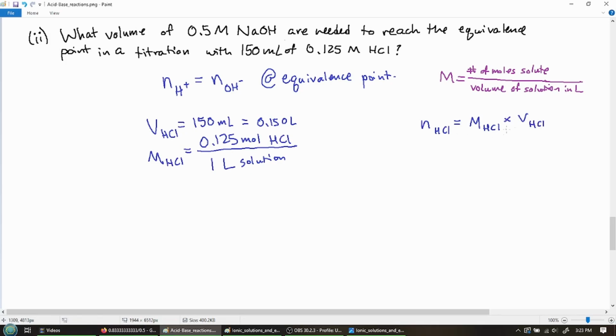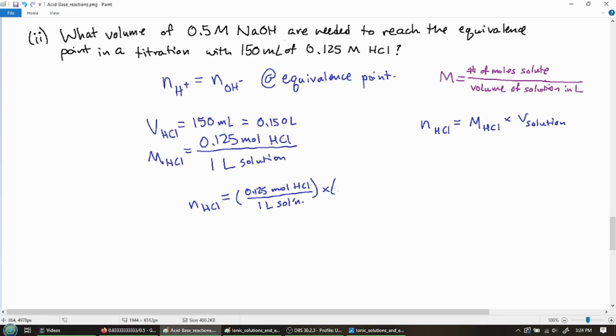And in fact, instead of HCl, let me say volume of solution. Okay, so good deal. Let's plug in some values here. Seems to me like we could say that the number of moles of hydrochloric acid is going to be equal to 0.125 moles HCl, which is the unit that we're looking for, but it's currently divided by 1 liter of solution.